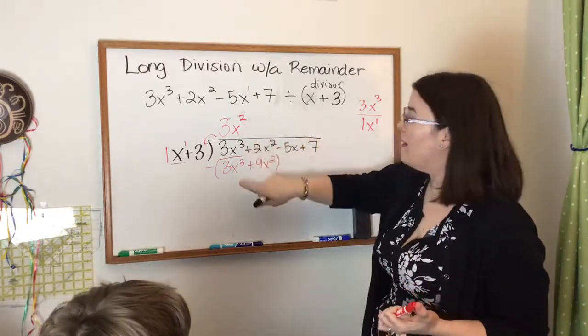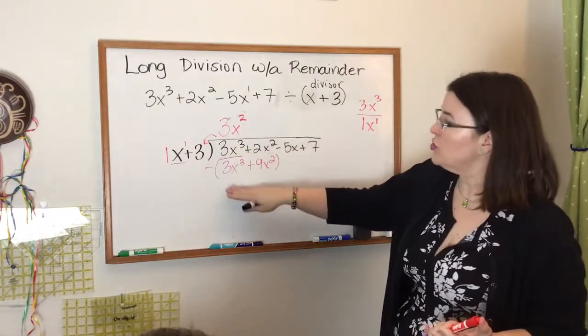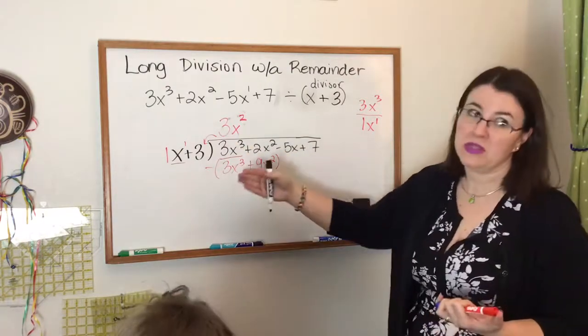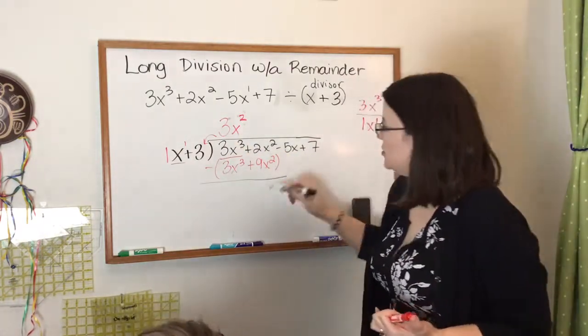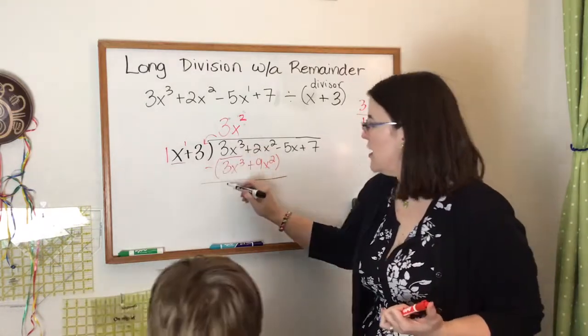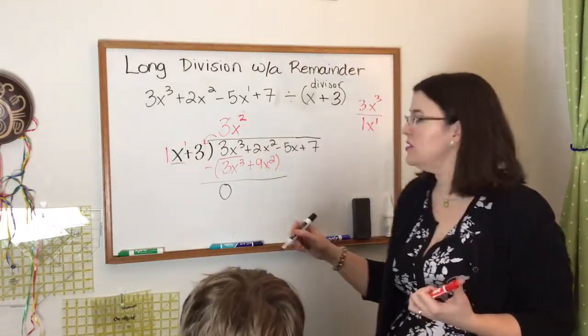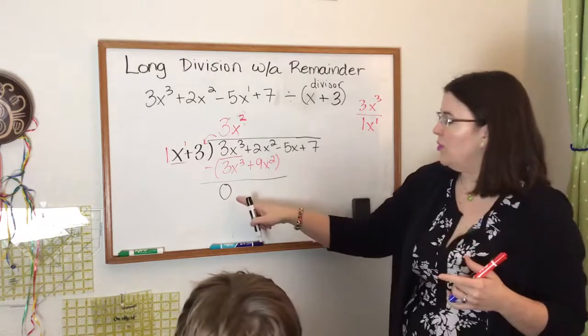But what will happen is you won't get this first term zeroed out, and that means that you have a problem. All right, so now 3x to the third minus 3x to the third is 0. You don't have to put the 0 there if you don't want to, but you can always check.